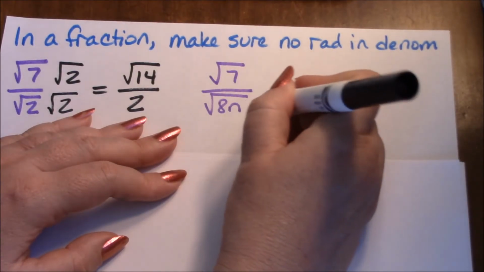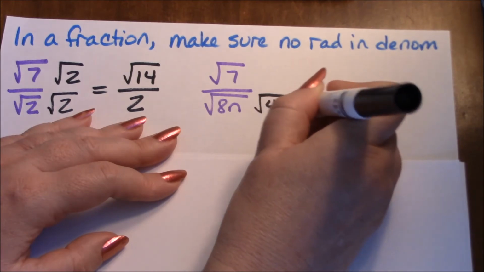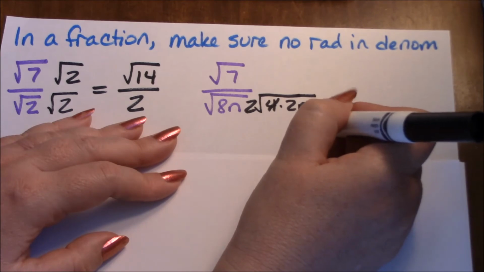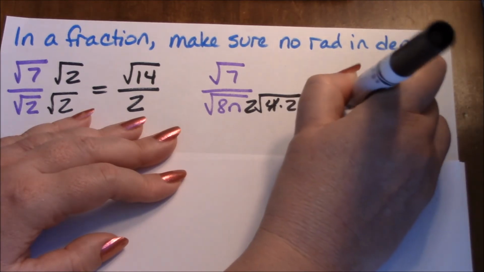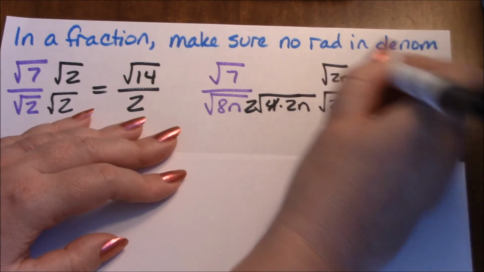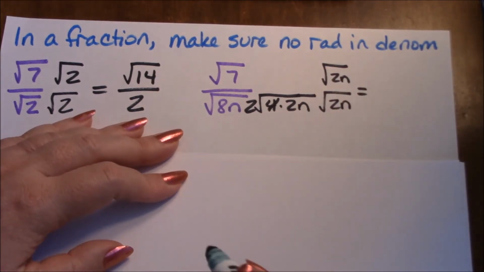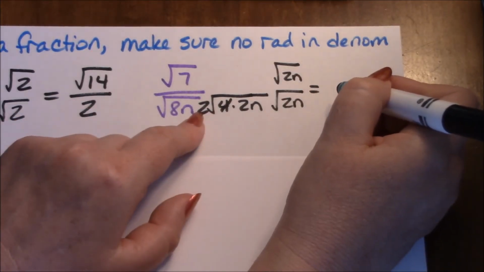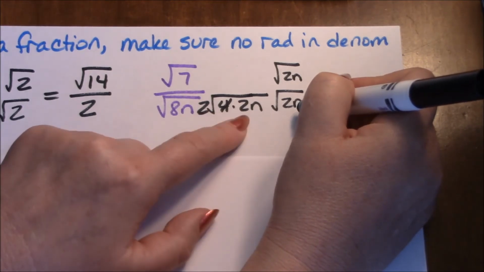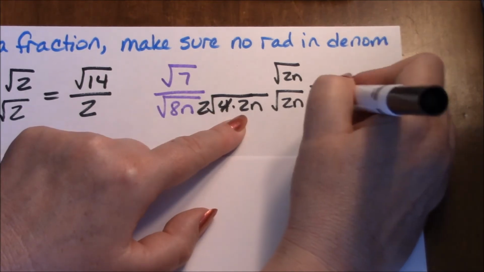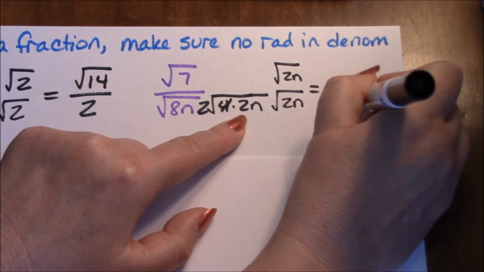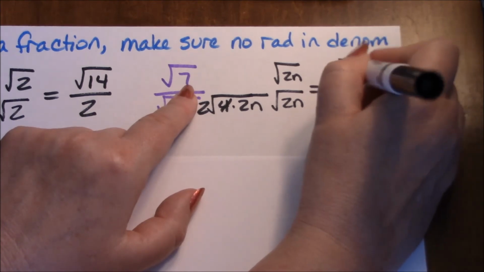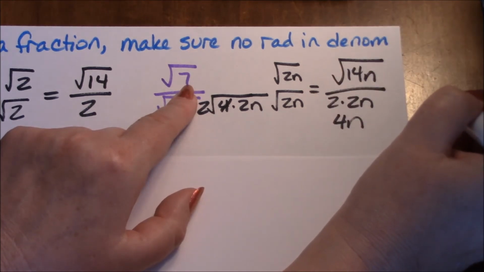Here I want to simplify this just a little bit. This is 4 times 2n, and we're going to take out that 4 to have a 2 on the outside. So now I'm going to multiply the top and the bottom by root 2n. I'm either going to reduce it in the beginning or in the end, it doesn't matter. So if I multiply 2 root 2n by root 2n, I end up with 2 times 2n, which is 4n on the bottom. And I have root 14n on the top. And that's my answer.